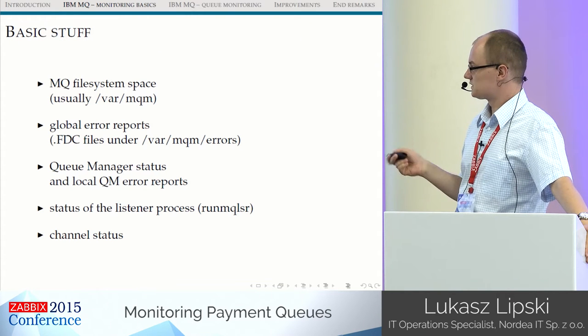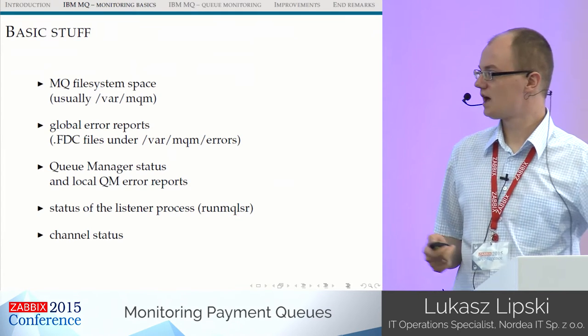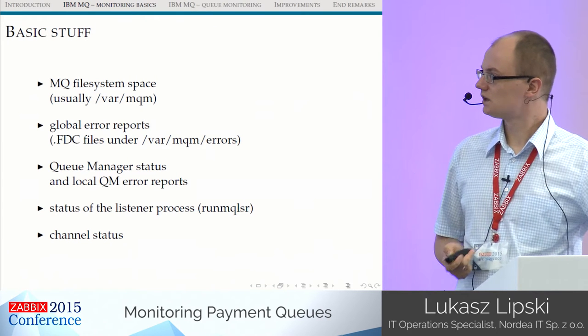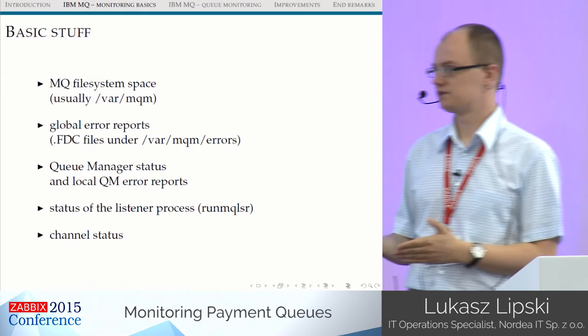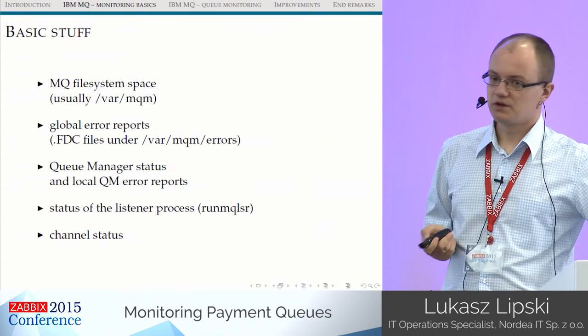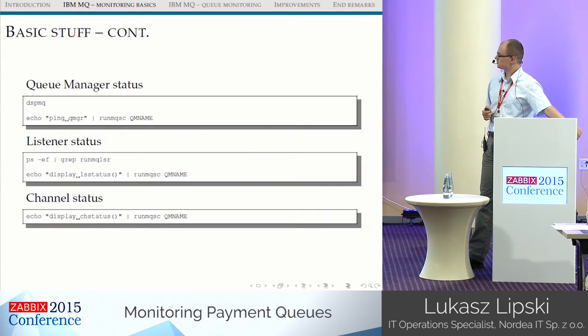Two other things, you should be looking at the status of your listener process, so you can be sure that your clients can connect to your queue manager. And you should be closely watching the channel status. The first two metrics are self-explanatory, and it's quite obvious how you would monitor them with Zabbix. When it comes to the other three, we usually rely on the binaries provided by IBM. So for queue manager status, you can either use the dspmq, or you could pipe the ping qmgr command to your runmqsc console. The same goes for monitoring the listener status. You can either look for the listener process in your process list, or you could use runmqsc.